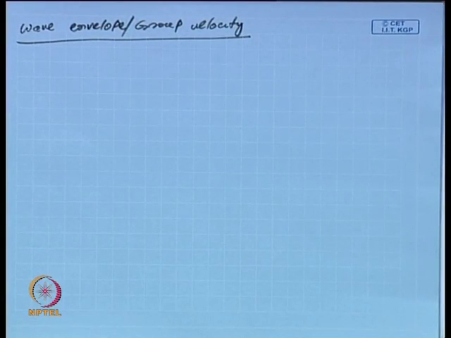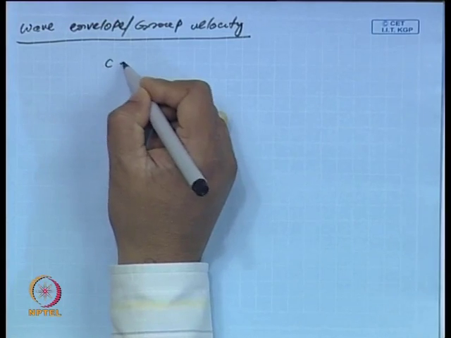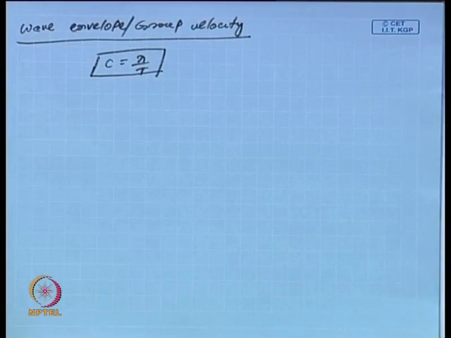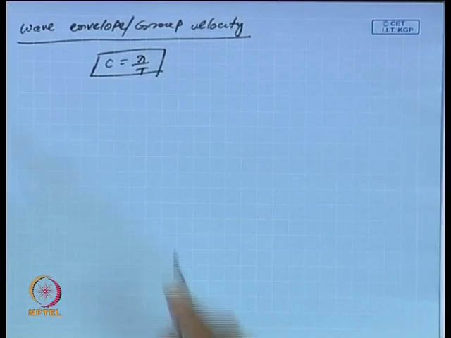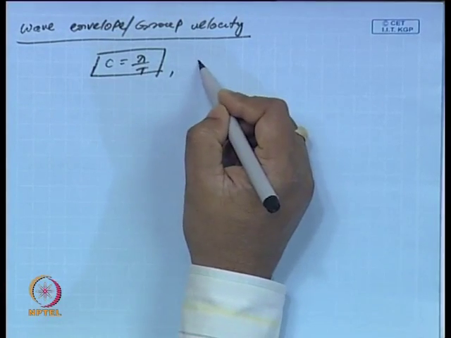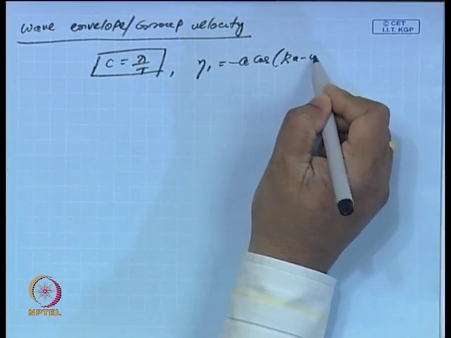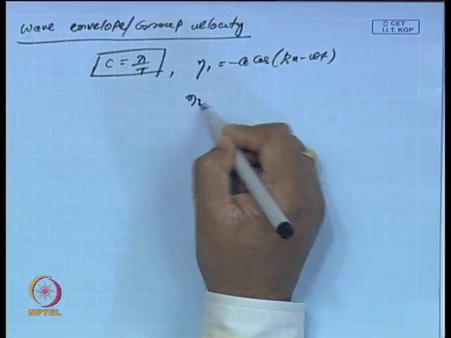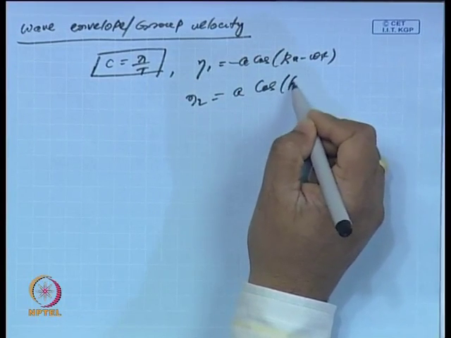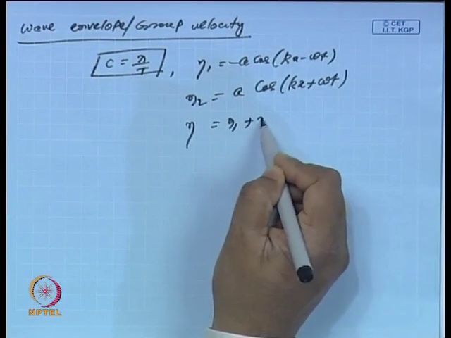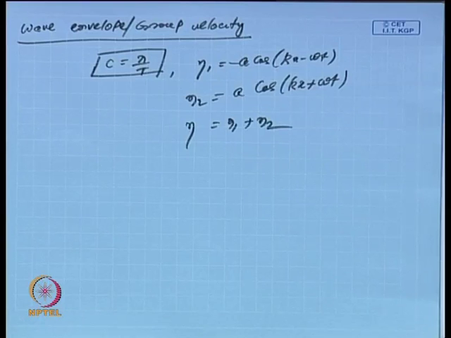We have seen that c is equal to lambda by T, and that gives us the rate at which the wave travels, a monochromatic wave of frequency omega or time period T. We have also seen that if we have two waves, eta 1 and another wave eta 2 which is cos(kx + omega t), the resultant wave is eta equal to eta 1 plus eta 2, which gives us a standing wave, and that standing wave has amplitude twice that of the individual progressive wave.